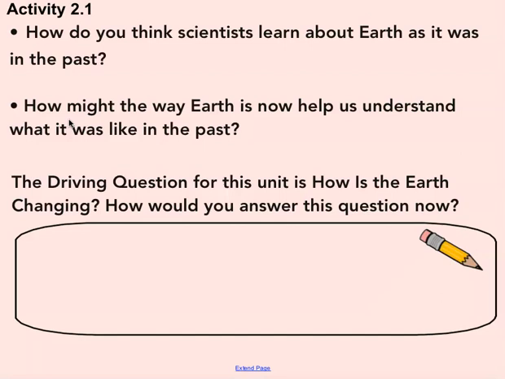Another thing I'd like you to be thinking about is how might the way the Earth is now help us understand what it was like in the past? In other words, how do we get these things called mountains? How did the Rocky Mountains come to be? How did the Baraboo Bluffs come to be? How do we get these potholes, which were created by glaciers, on the very top of the bluffs? So again, studying the past a lot of times involves studying not only what's happening now, but also what's going to be happening in the future.